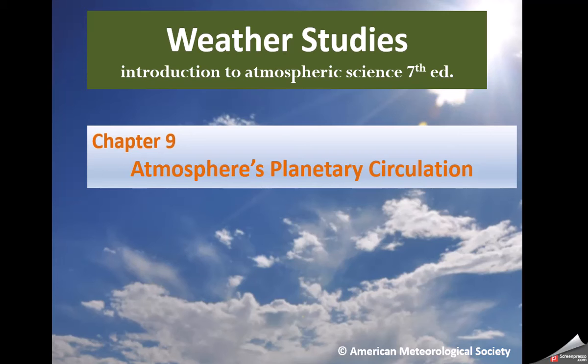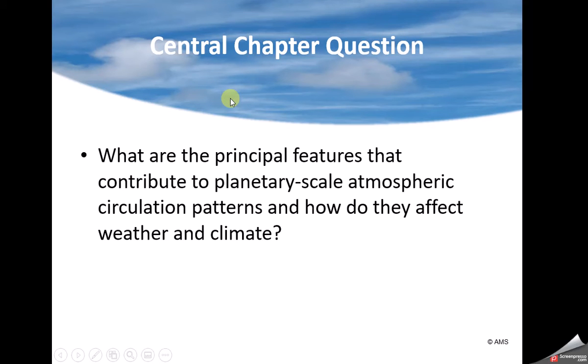Okay, this week we're going to talk about the planetary circulation. So we're bringing all these variables that you've learned about together now to discuss how air moves around the whole planet and why that occurs. What are some of these principal features that contribute to this planetary circulation, and how do they affect the weather where we live or other areas?